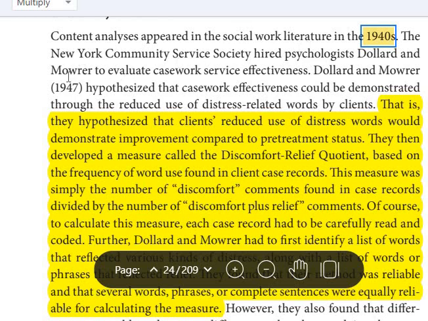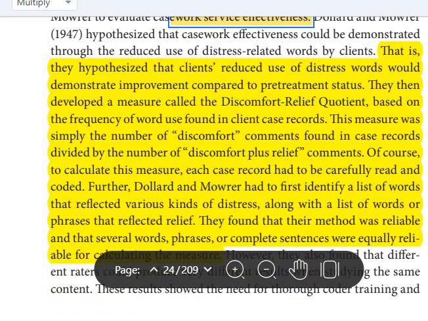These researchers, Dollard and Miller, wanted to evaluate the effectiveness of casework services. They hypothesized that casework effectiveness could be demonstrated through the reduced use of distress-related words by clients. Whenever you see words that show distress, you know that this person suffers from a certain issue. Okay, so what did they do? Actually, let's read. They hypothesized that clients' reduced use of distress words would demonstrate improvement compared to pre-treatment status.